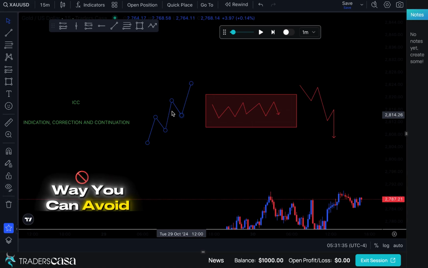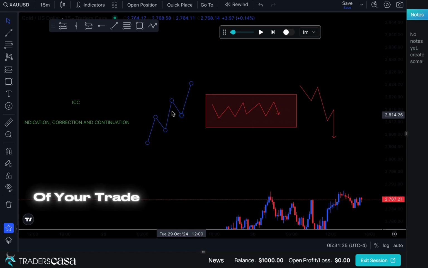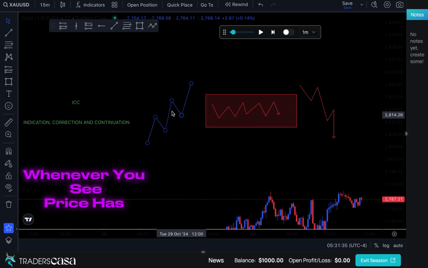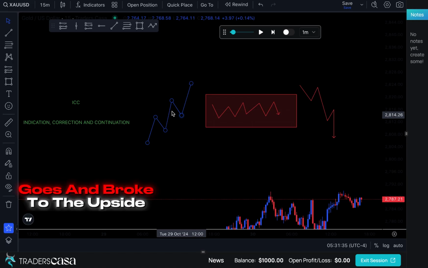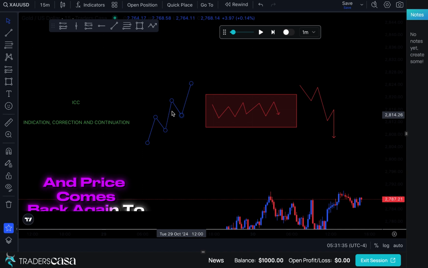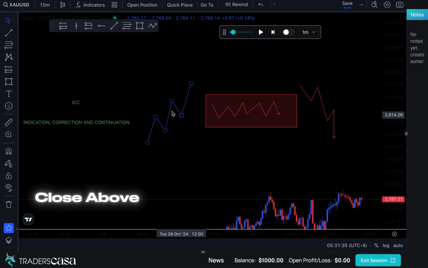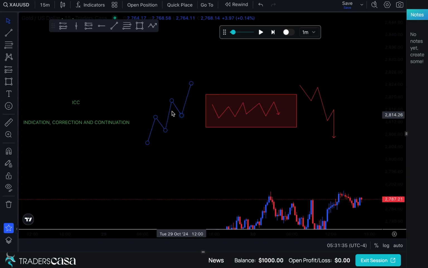The only way you can avoid scenarios like this is you just have to be sure of your trade. You have to take the right trade, and the right trade is you wait for a confirmation. Whenever you see price has broken and closed below, you take the trade. But when you see price goes and breaks to the upside, you are now looking to buy, and price comes back again to that zone and closes above, we are taking the buy immediately with no time to waste. Take the buy to the upside. So that is just how this strategy works.